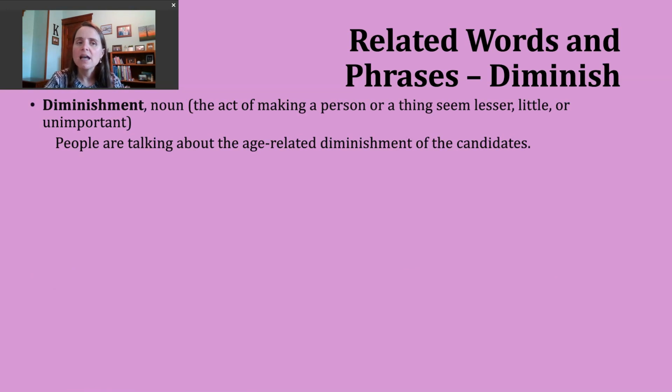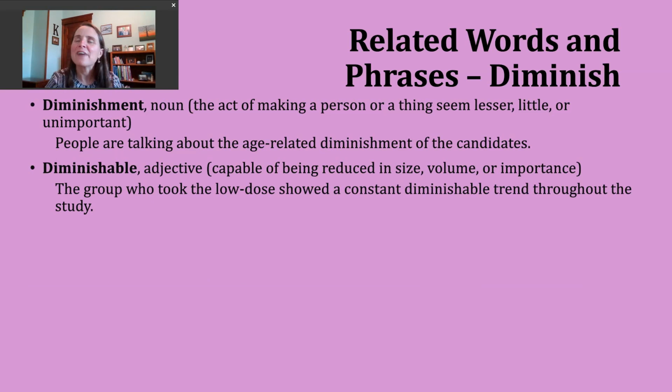An example of this: people are talking about the age-related diminishment of the candidates. This is something that is discussed a great deal in the United States right now. We have two presidential candidates who are both quite old. One in their late 70s, one in his early 80s, and they're kind of wanting to know about their capacity to work and make decisions, understand things. Is that being sort of reduced due to their age?